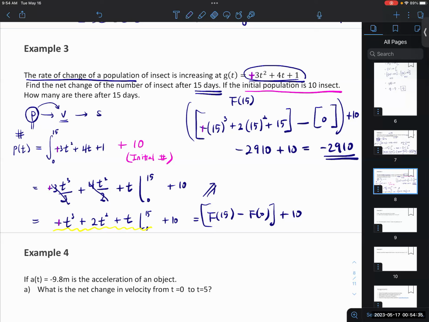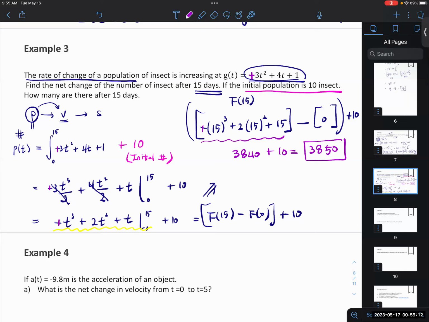So the number will be this number. If you calculate this number, it doesn't make sense to have a negative number as the number of insects. So we're going to have positive 3840 plus 10. That's better. So between 0 to 15 days, you had 3,850 insects. And from here, they keep increasing over time.